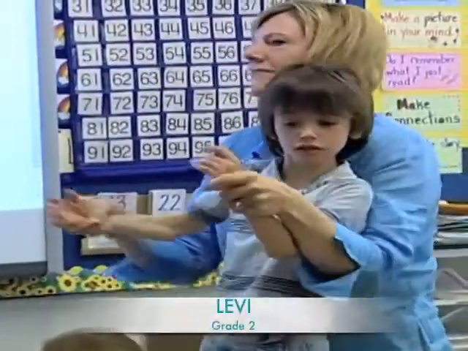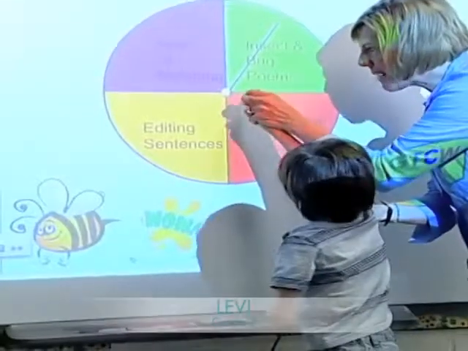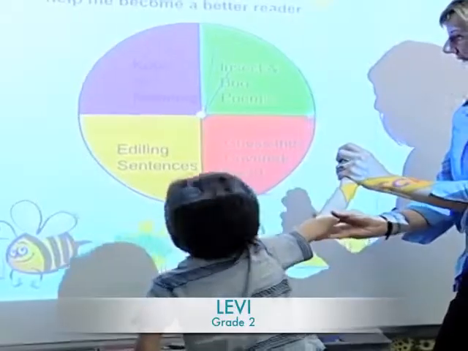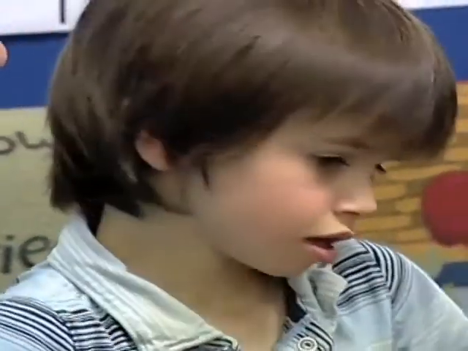Okay, Levi, spin the wheel. What's our I can statement? I can use strategies to love it. Frogs and toads. Does that give us our main idea? Yeah. Absolutely.